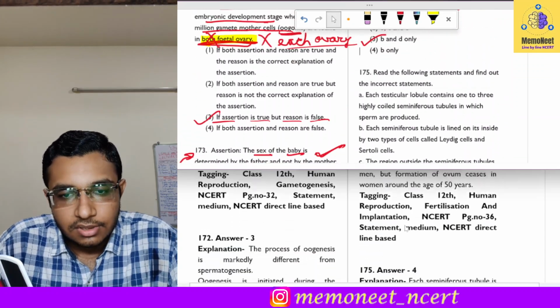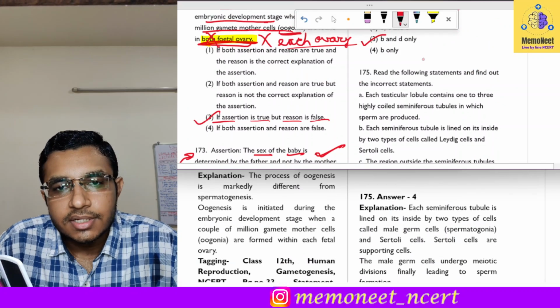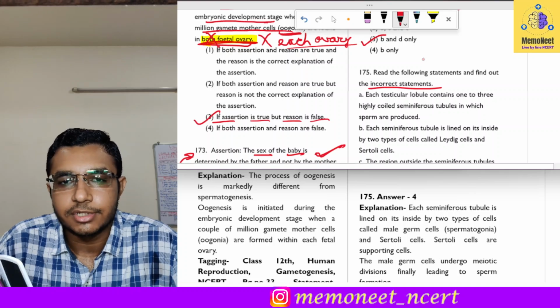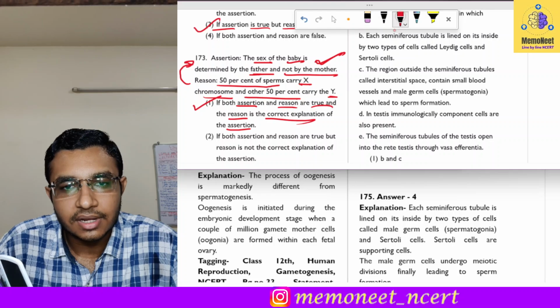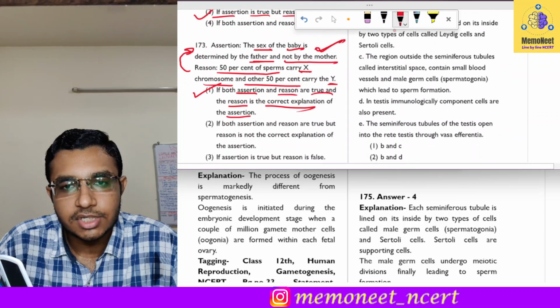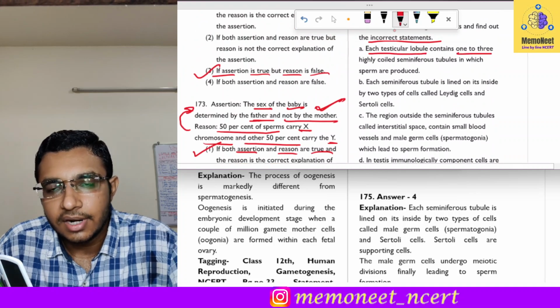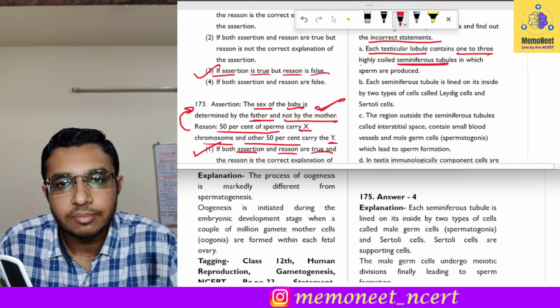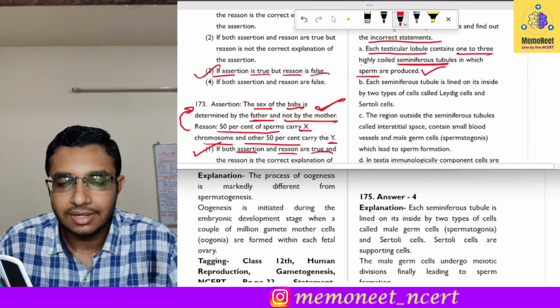The next question is question number 175. It states that read the following statements and find out the incorrect statements. So in this question we have to find which of the following statements are incorrect. So let us see the statements one by one. The first statement is each testicular lobule contains 1 to 3 highly coiled seminiferous tubules in which the sperms are produced. So yes, this statement is absolutely correct.